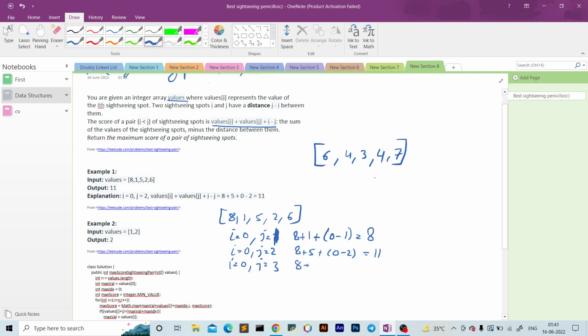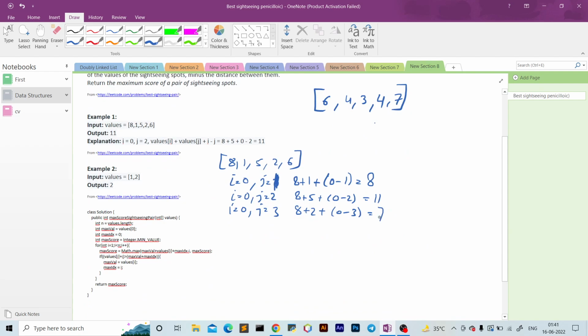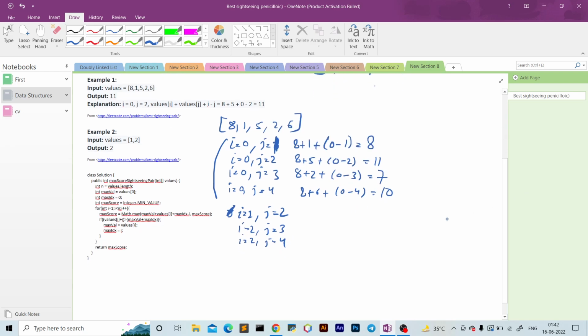I0 J3, which is 8 plus 2 plus 0 minus 3, which is 7. I0 J4, 8 plus 6 plus 0 minus 4, which is 10. This was for I0. Then for I1, J2, I2, J3, I2, J4, and so on till I equals 4, J equals 5.